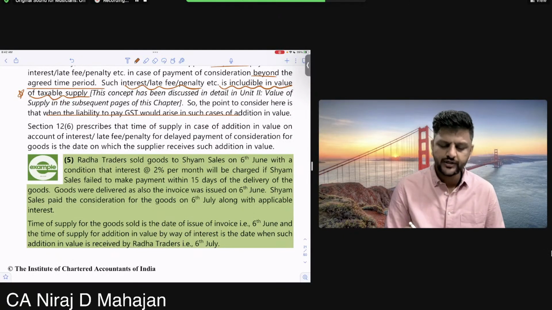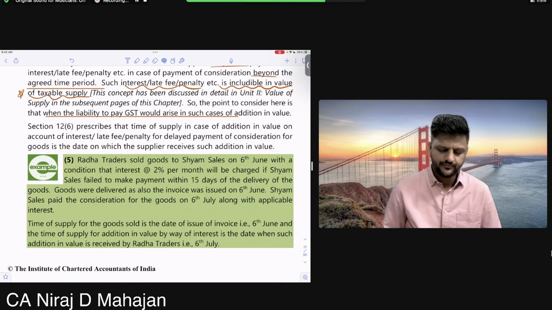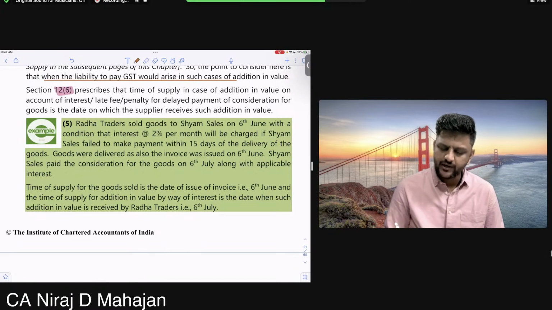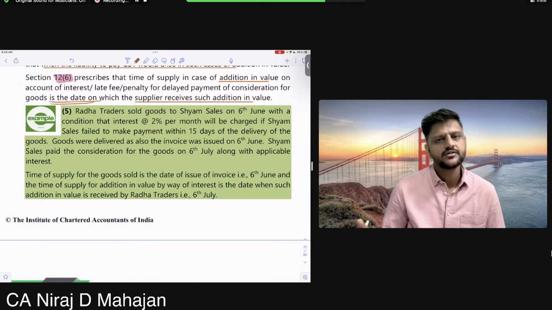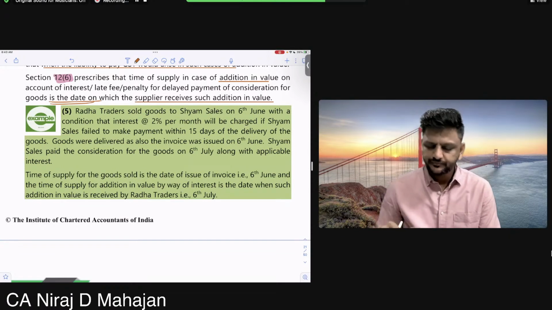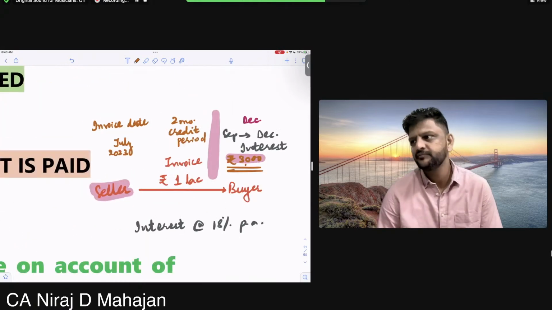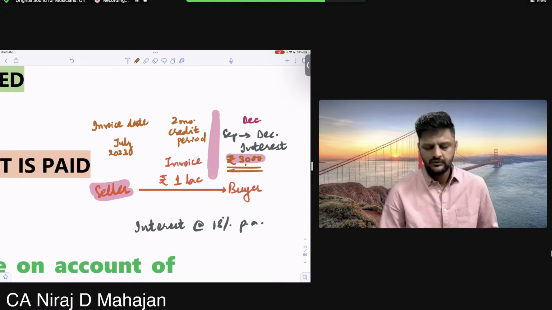So one thing is for sure that it is part of your taxable value of supply, but when is it taxable? So 12.6. Prescribed time of supply in case of addition in value on account of such amounts is the date on which the supplier actually receives such additional amount. Logically correct? He is not even sure whether the buyer will actually pay or not. Clear?